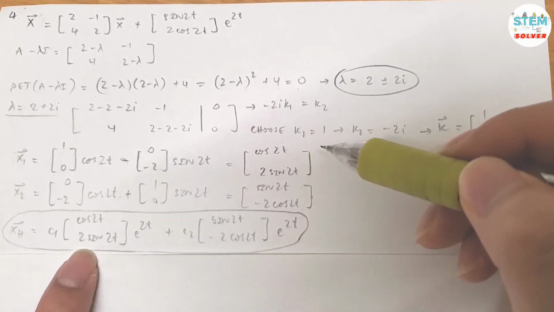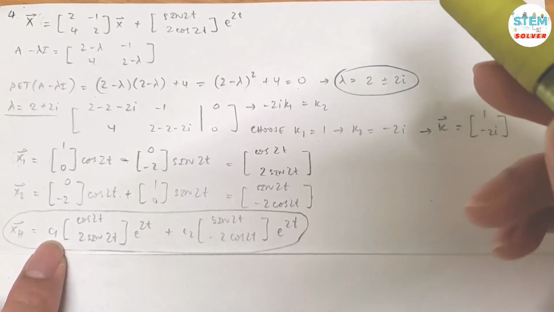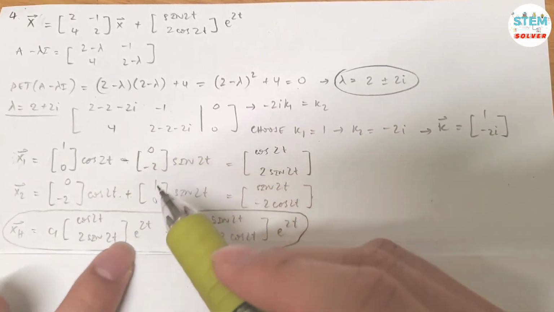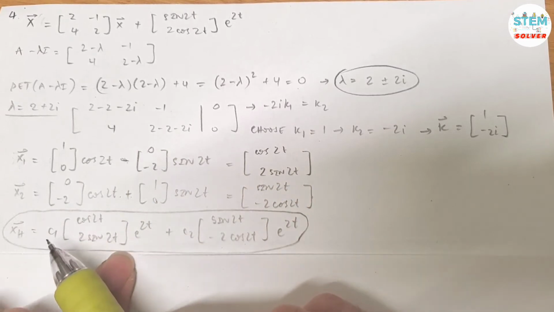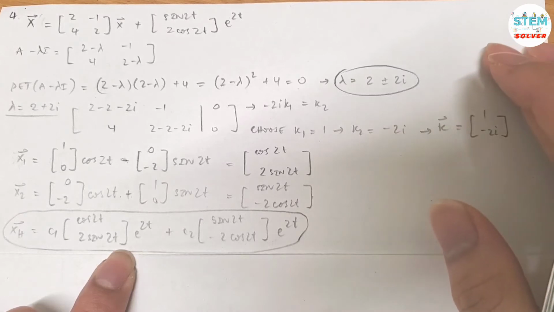So your homogeneous solution will be equal to c1 times vector x1 times e to the 2t plus c2 times vector x2 times e to the 2t. Alright, that is your homogeneous solution.